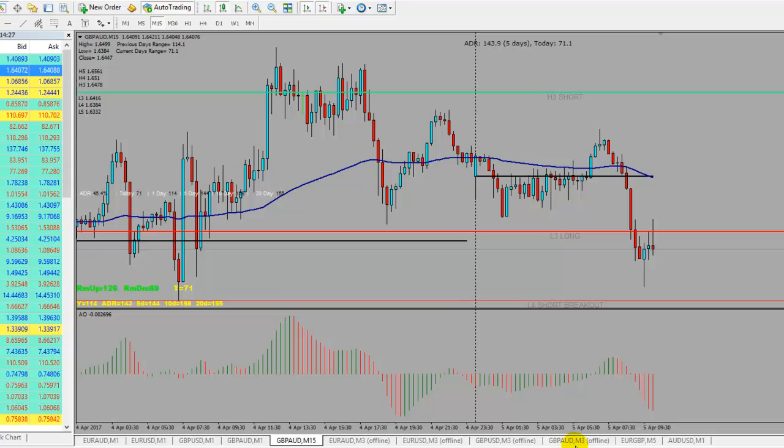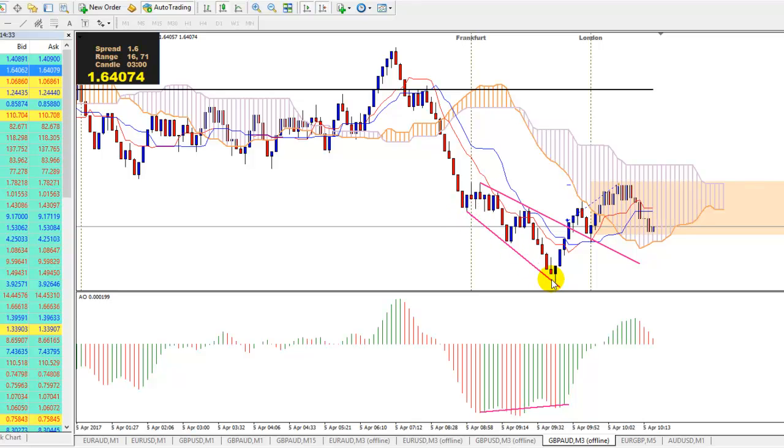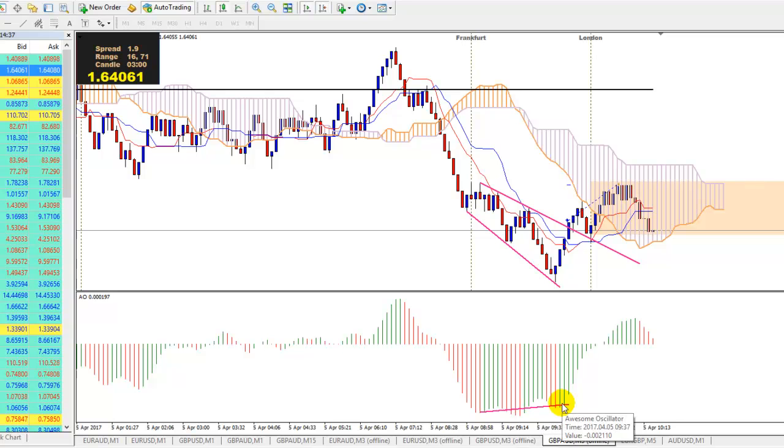And then once you look at the pip range bar chart, it makes a lot more sense. We have here price making lower lows, whilst the oscillator has actually made higher lows. So that there is divergence. So that means I'm looking for a chance to go long.